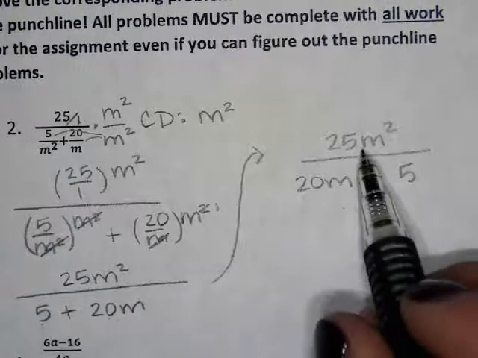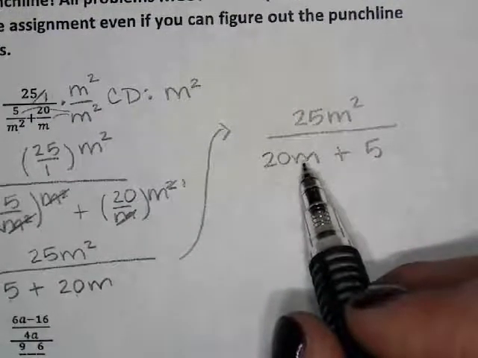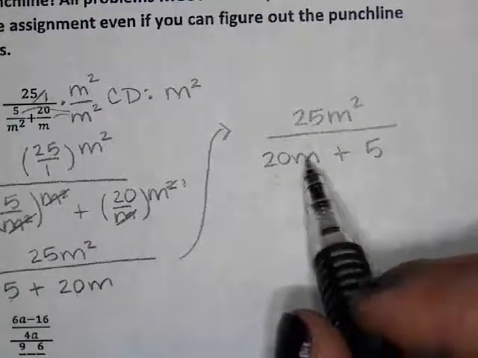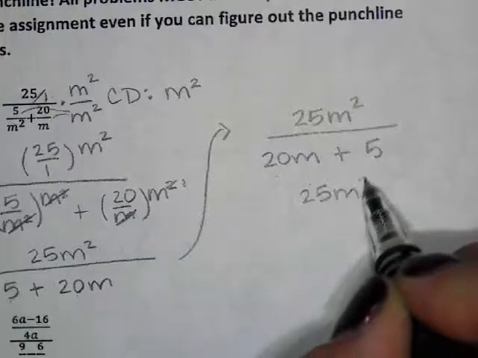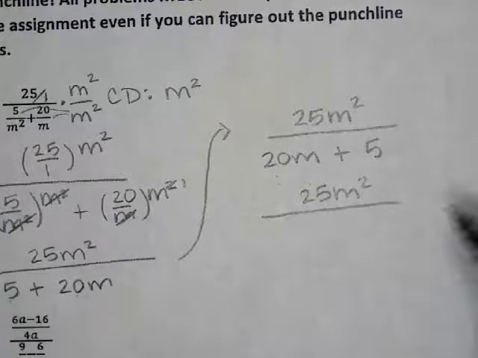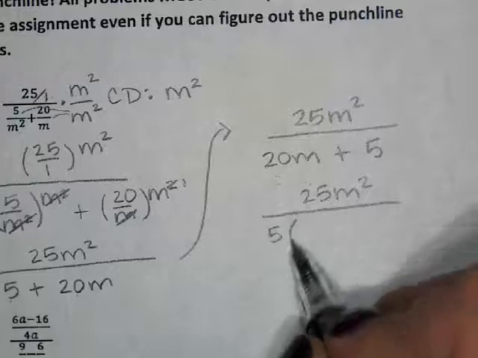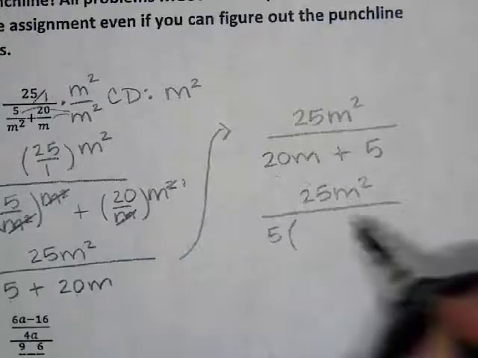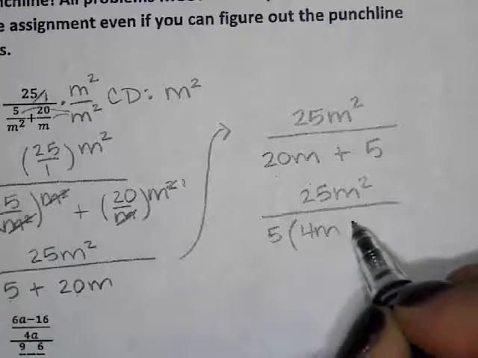What should we do with the bottom? You should factor. Take out a 5. The top is a perfect square, which is good to notice, but in this problem, it doesn't actually help us. Yeah. But we can take out a GCF of 5, and what does that leave behind? 4m plus 1.